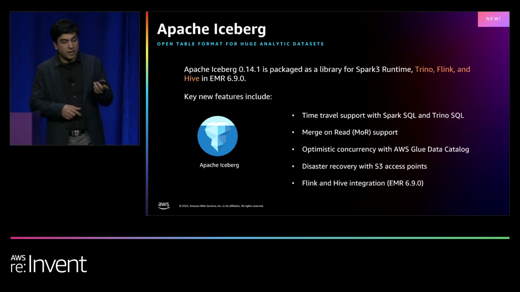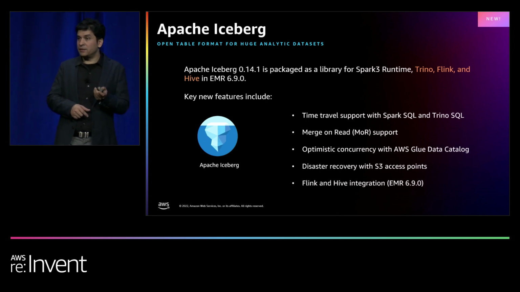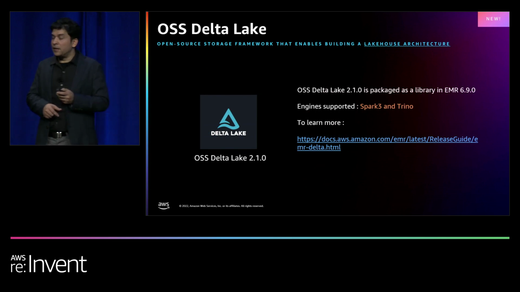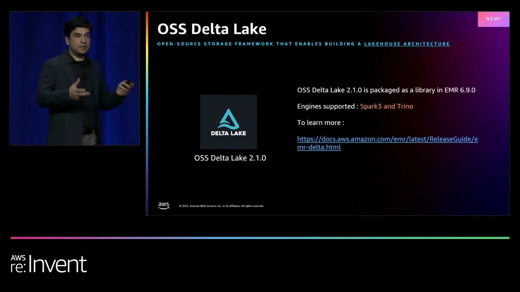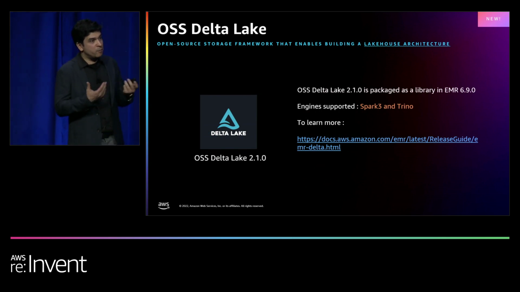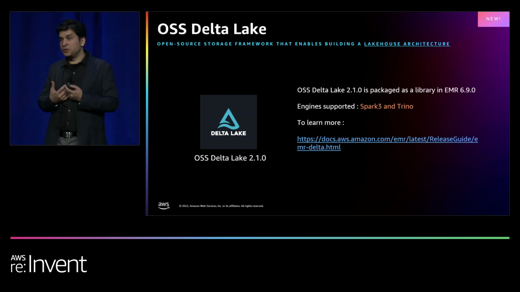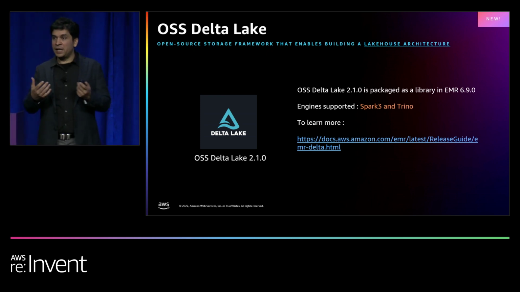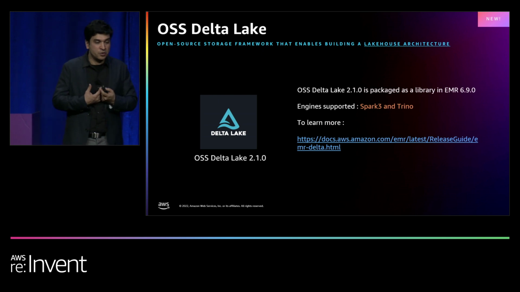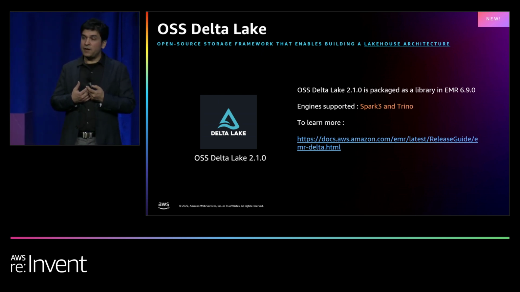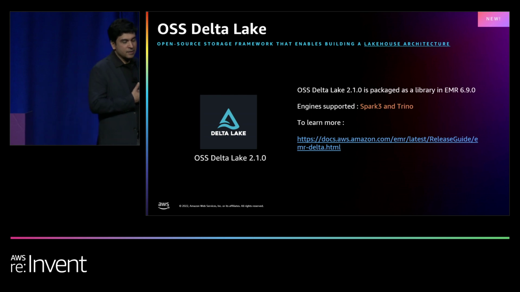And finally, Flink and Hive integrations have been added in EMR 6.9. So the customers who already invested into Delta, they asked us to support Delta on EMR, often with an intent to reduce costs. And I'm happy to announce that Delta 2.10 is now available in EMR 6.9. We have added engine support for Spark 3 and Trino. You can read more in our Delta docs in EMR.